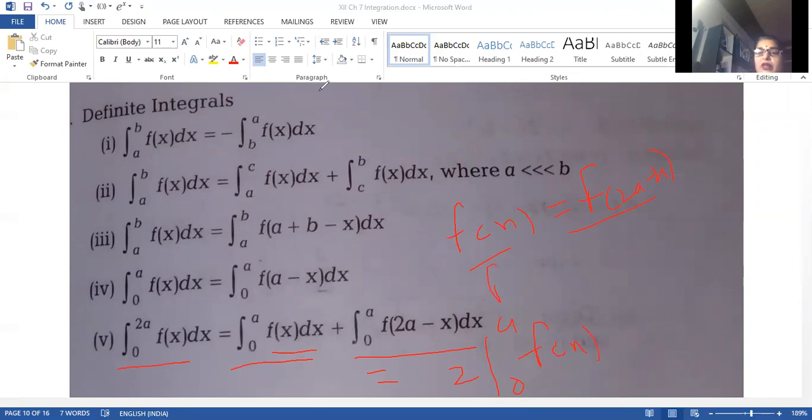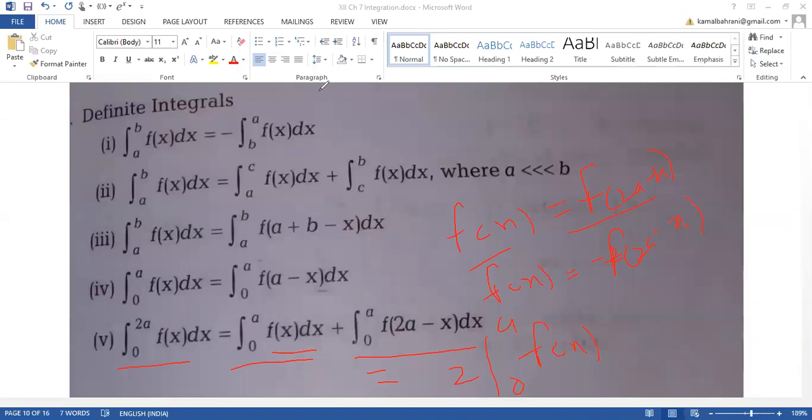But if f(x) is equal to minus f(2a - x), then we can say this value will be equal to 0. So you can use it this way, but if you have the condition that f(x) is equal to f(2a - x), then we can write f(x) here also. So the integral from 0 to a of f(x) plus the integral from 0 to a of f(x) will be 2 times the integral from 0 to a of f(x). But if this is minus of f(x), this will be a positive value and this a negative value, so they will get cancelled. So this is your fifth property.